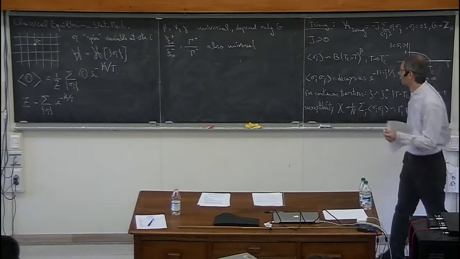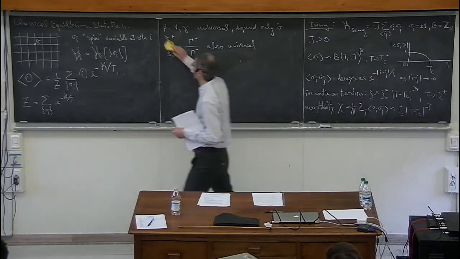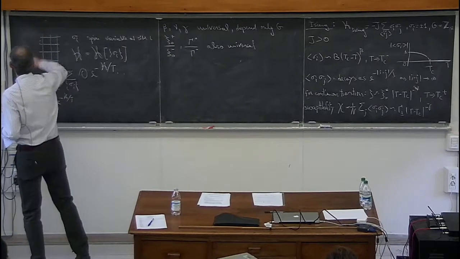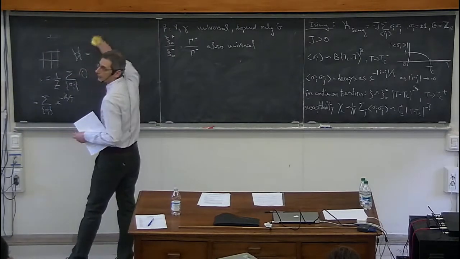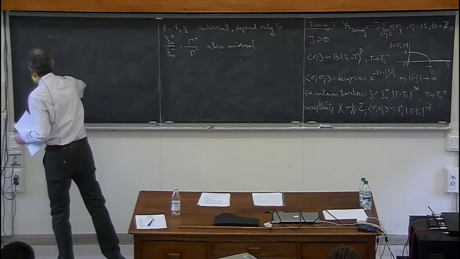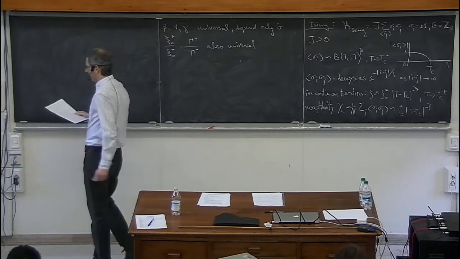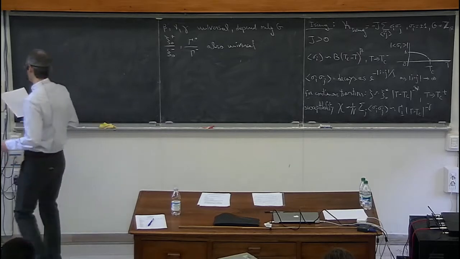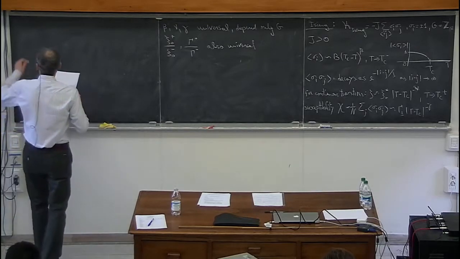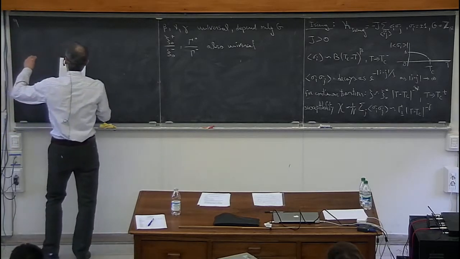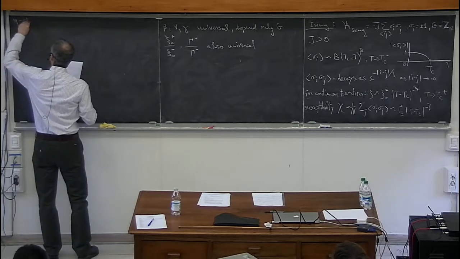Okay, so now that we have introduced these main definitions, we can move on more rapidly and look at other universality classes. So a basic generalization of the Ising model is the Q-state Potts model.